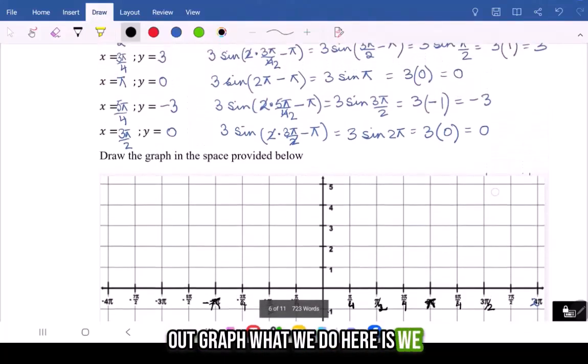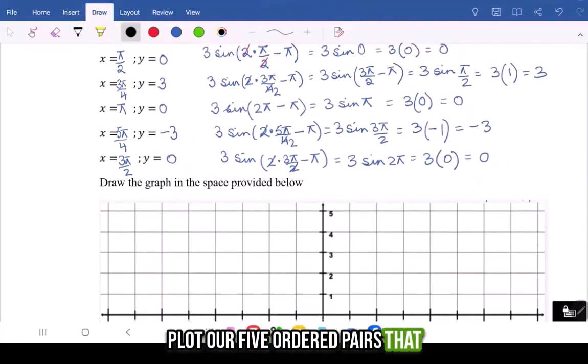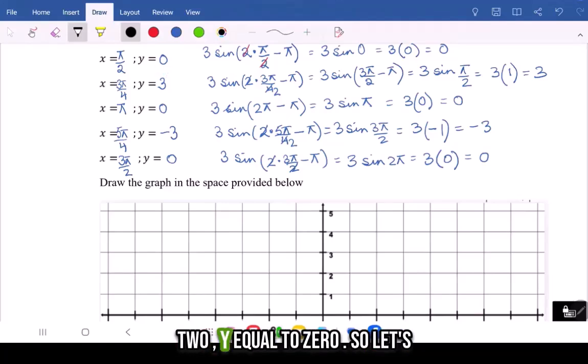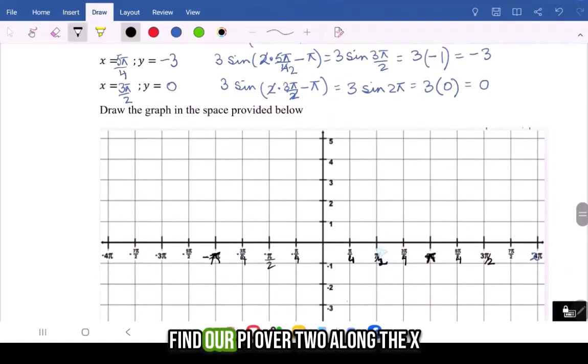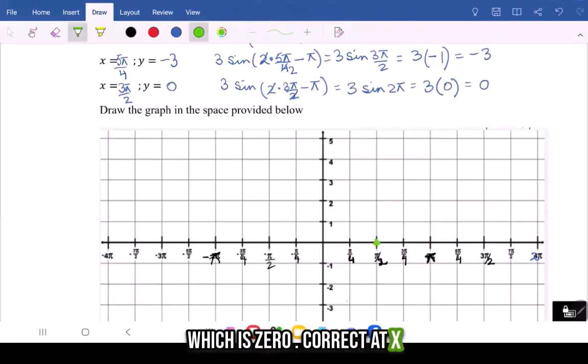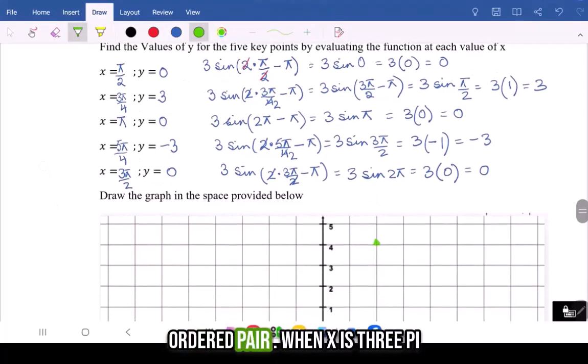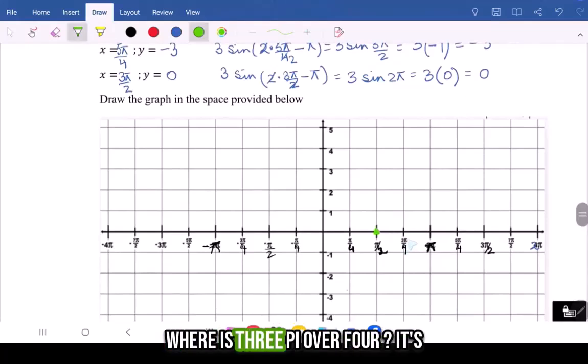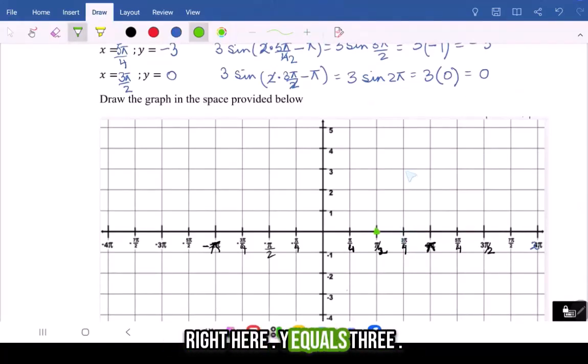What we do here is we plot our 5 ordered pairs that we just found in the previous step. When x equals pi over 2, y equals 0. So let's find our pi over 2 along the x-axis. Y is 0 at that point. So I'm going to mark here a point which is 0, correct? At x equals pi over 2, y equals 0. Let's look at the second ordered pair. When x is 3 pi over 4, y equals 3. So where is 3 pi over 4? It's right here. Y equals 3. Let's mark that with a dot.